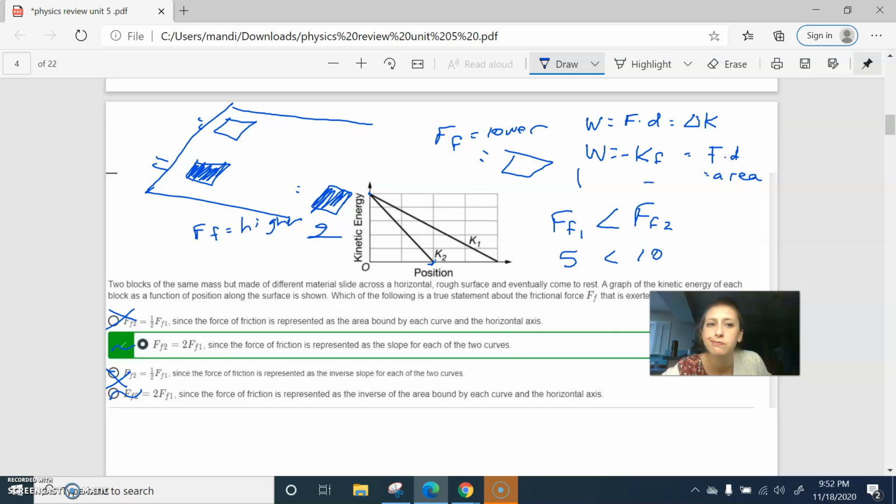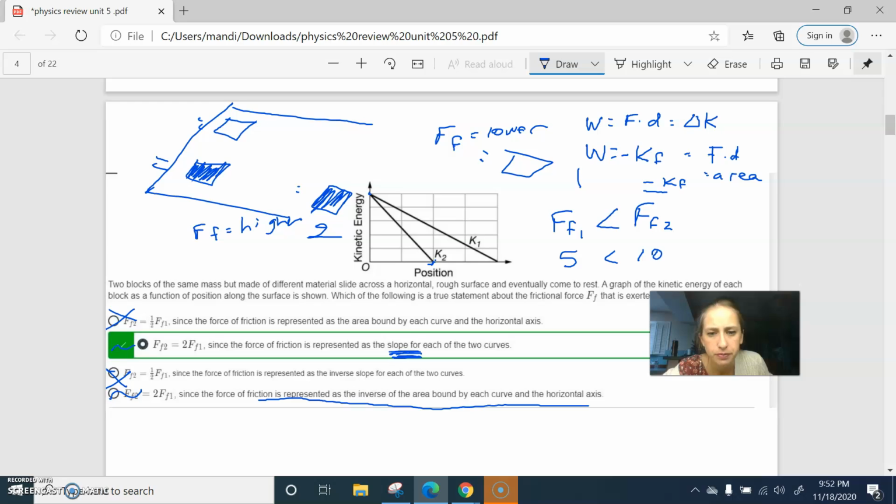Ooh. Force times distance, a really long area. Inverse of the area. Yeah, negative. I really like this answer since friction is the inverse of the area bound. But it says it's the slope.